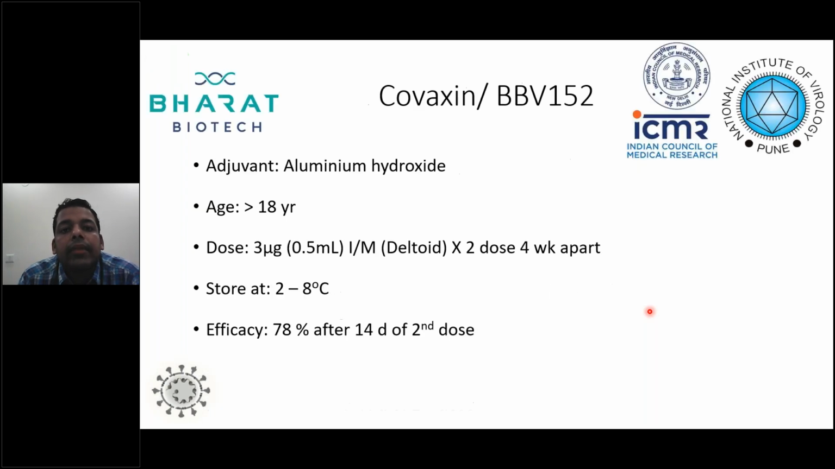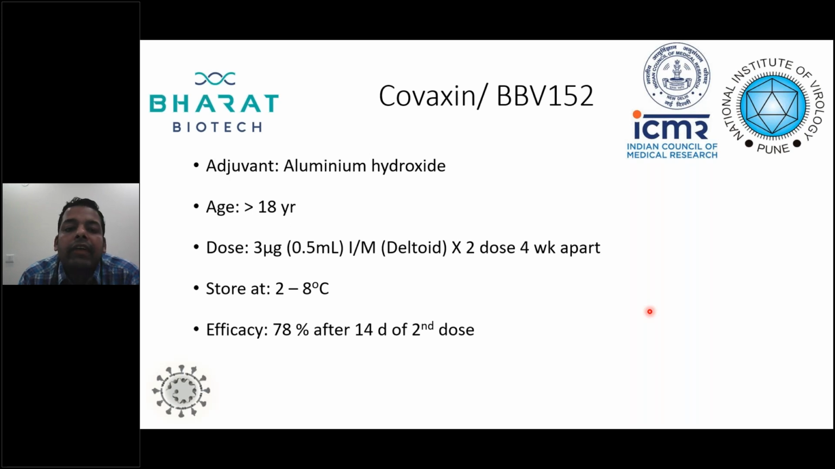The same mechanism has been used in the BBV152 vaccine, which we all know as Covaxin, which has been produced by Bharat Biotech in collaboration with the Indian Council of Medical Research and the National Institute of Virology at Pune. This is also a virus inactivated by beta propiolactone. An adjuvant of aluminum hydroxide is used. It has been approved for more than 18-year-olds.